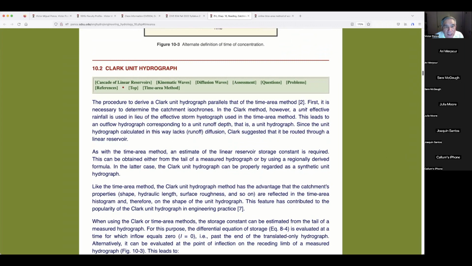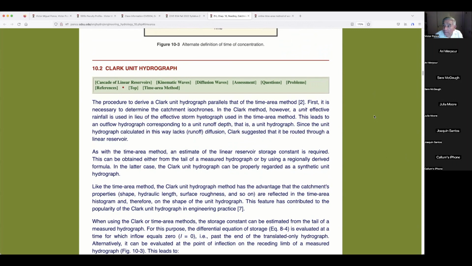So that's what I would like to say at this point on the time area method. We've extensively covered it. Your job is to review everything I said and make sure you understand everything I said. It was fast, but it needed to be done that way. And right now, in the time that we have, we've got more than 15, 20 minutes here, 22 minutes. We are going to introduce the concept of a Clark unit hydrograph.